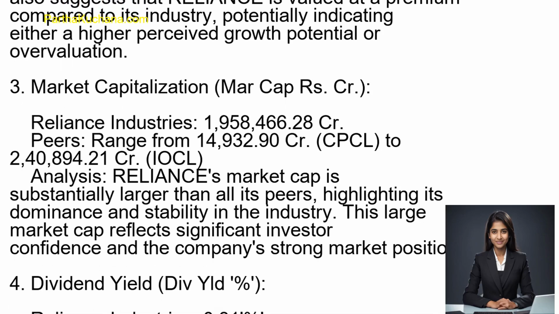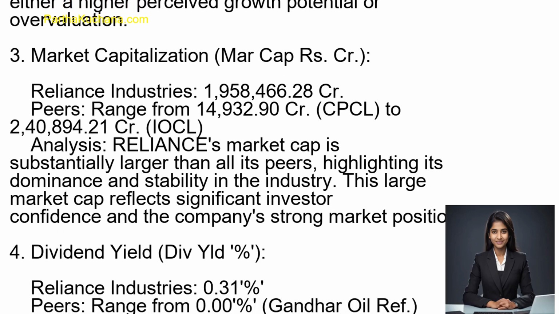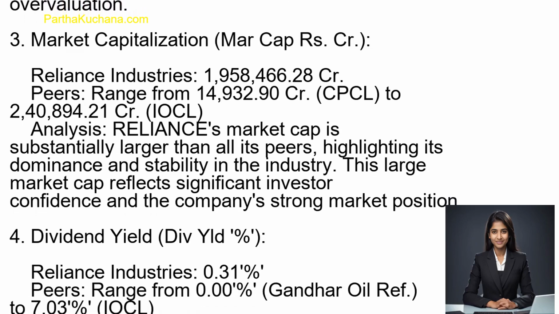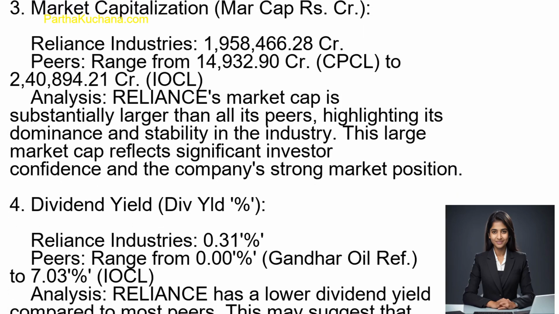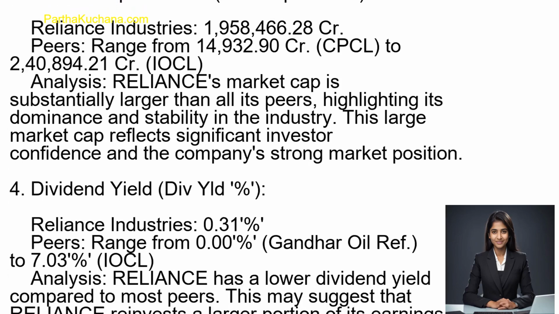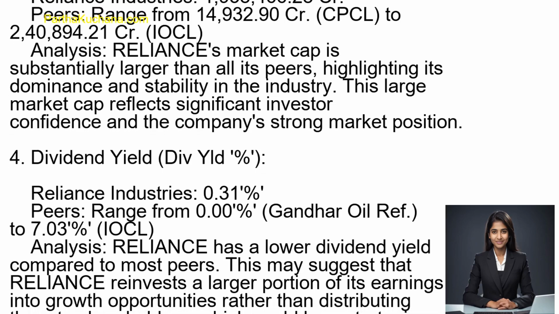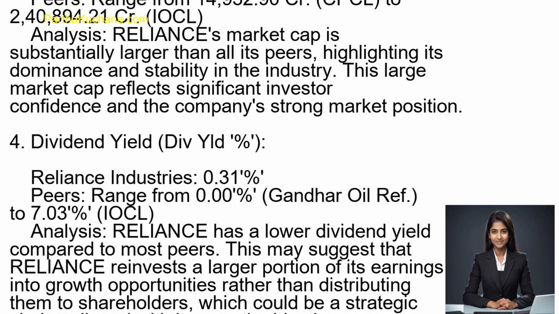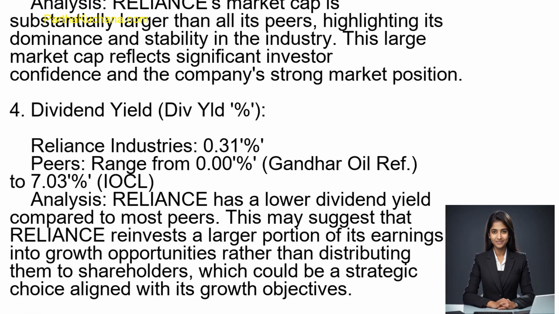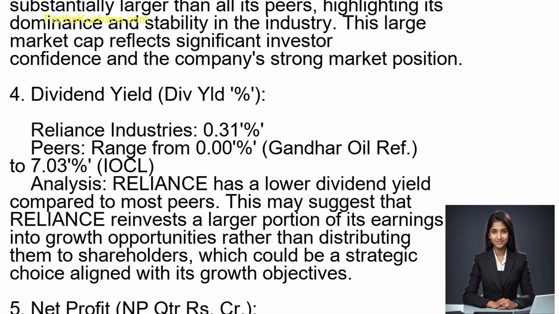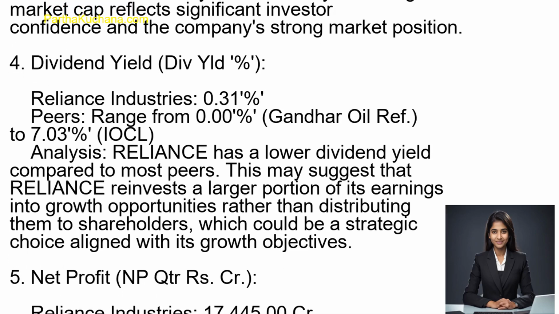2. Price to earnings ratio, PE. Reliance Industries, 28.49. Peers range from 5.56, CPCL, to 14.10, Gandhar Oil Ref. Analysis: Reliance's PE ratio is significantly higher than its peers, which may imply high growth expectations from the market. However, this also suggests that Reliance is valued at a premium compared to its industry, potentially indicating either a higher perceived growth potential or overvaluation.